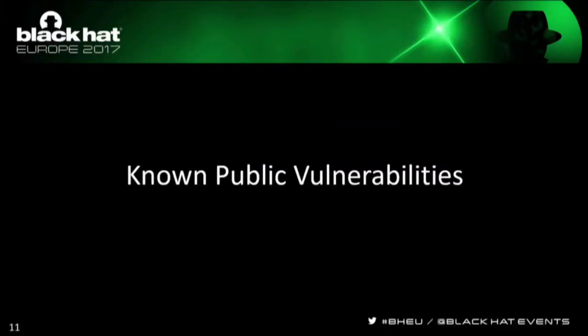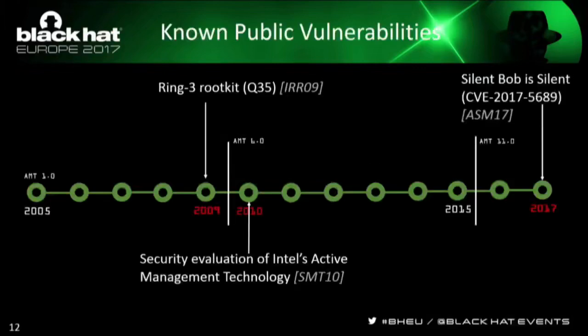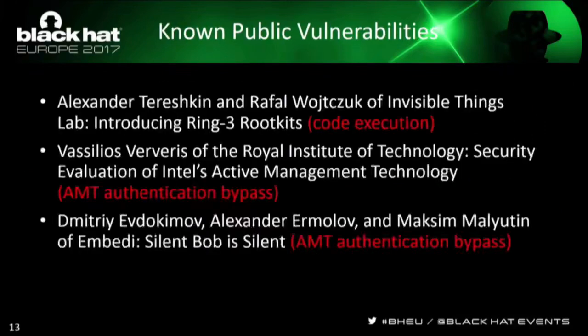On the scheme. And let's consider vulnerabilities that are already known to the public at the moment. From the moment Intel ME was created until now, only 3 vulnerabilities were found. The first one was discovered by Invisible Things and presented at Black Hat USA in 2009 in the talk introducing ring -3 rootkits.